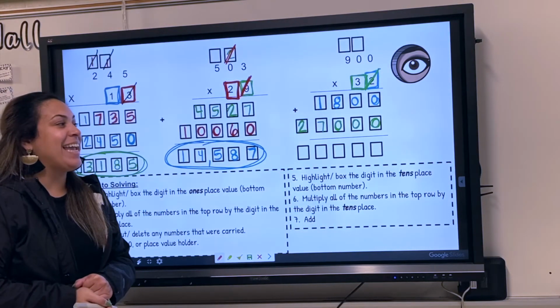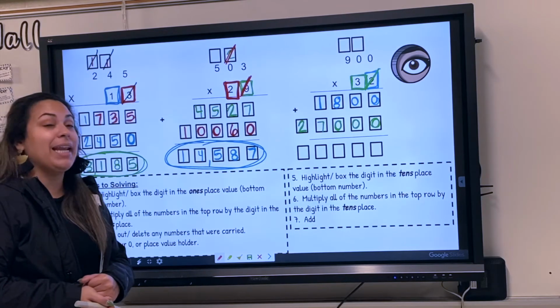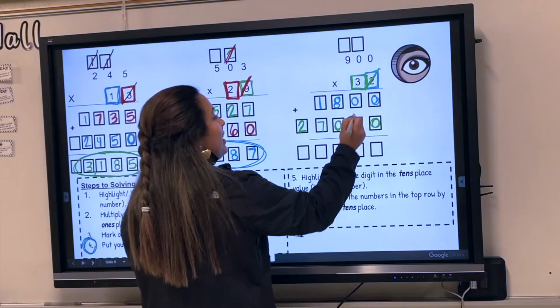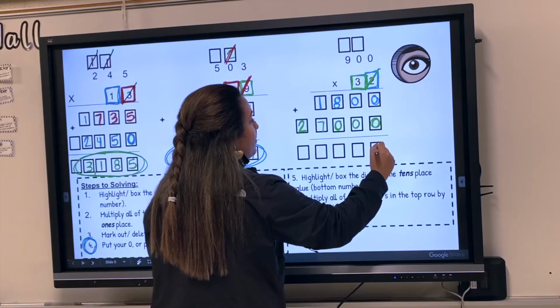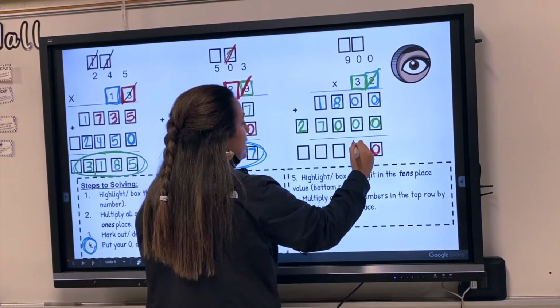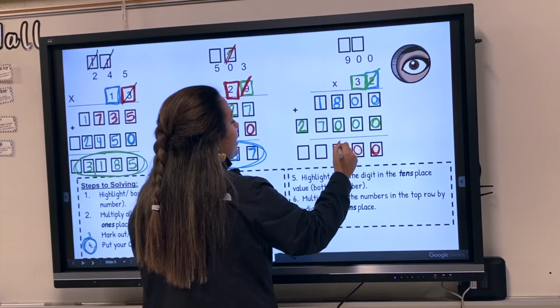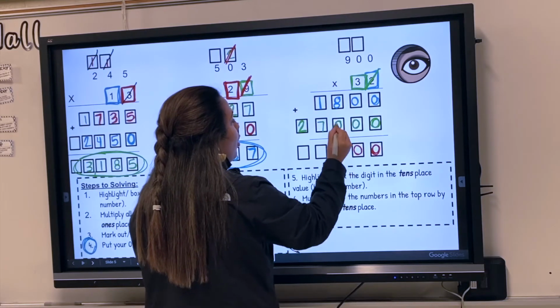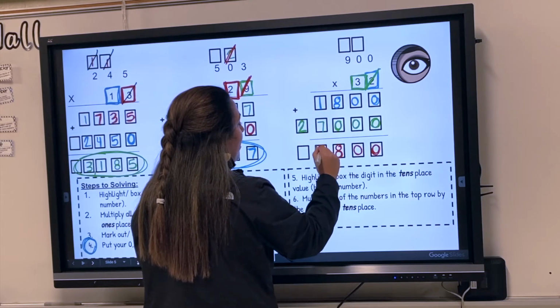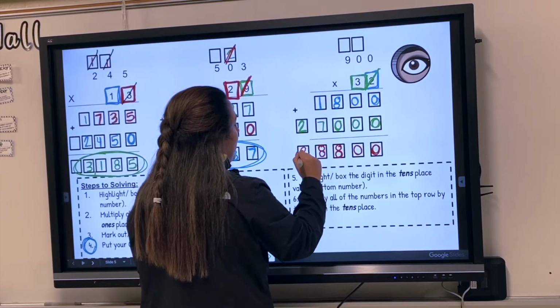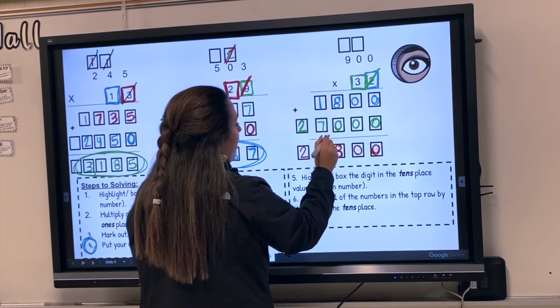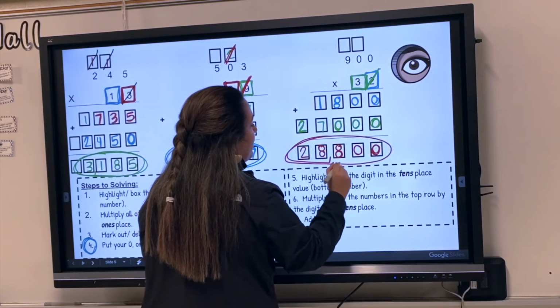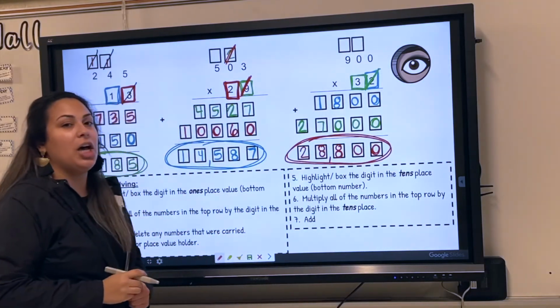So now I can add the products together and I get my final answer. 0 plus 0 is 0. 0 plus 0 is 0. 8 plus 0 is 8. 1 plus 7 is 8. And then just bring down that 2. So our answer is 28,800.